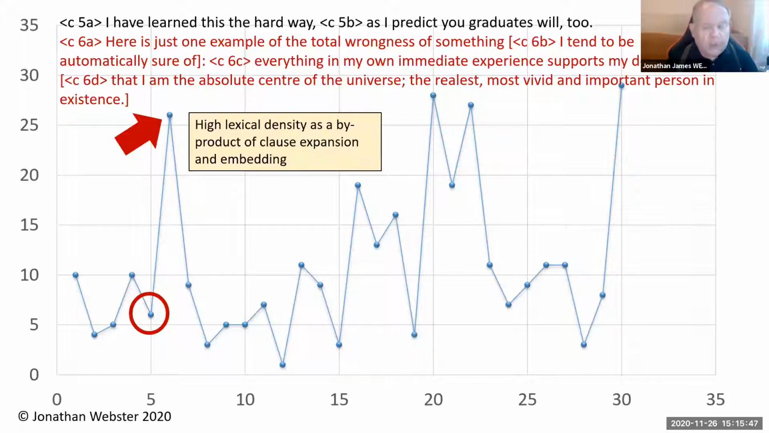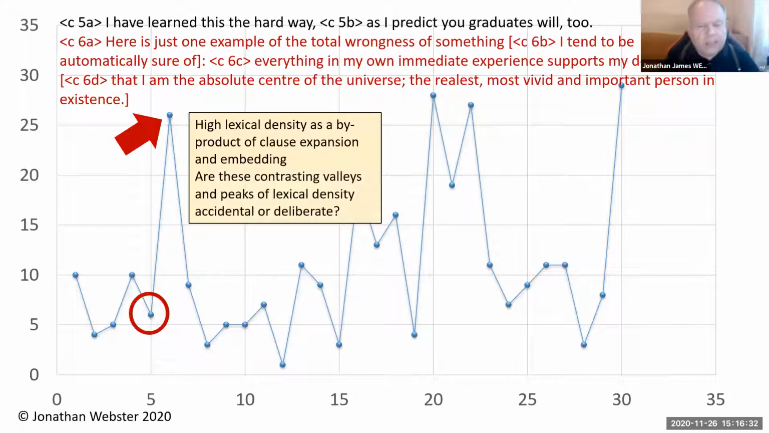The peaks stand out, especially because what precedes them is an especially low lexical density, such as we see in 5, very simple: "I have learned this the hard way, as I predict you graduates will too." But then followed by this very high lexical density, the contrast draws our attention. As he says, "Here is just one example of the total wrongness of something I tend to be automatically sure of. Everything in my own immediate experience supports my deep belief that I am the absolute center of the universe, the realest, most vivid, and important person in existence."